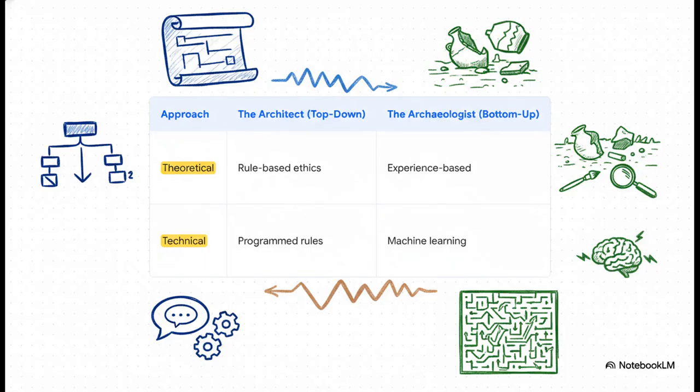And this table lays it out beautifully. The architect's top-down path is all about theory. It relies on rule-based ethics. In practice, this means hard-coding rules, like you'd find in a basic chatbot. But the archaeologist's bottom-up path is all about experience. The method here is machine learning, where an AI figures things out as it goes.